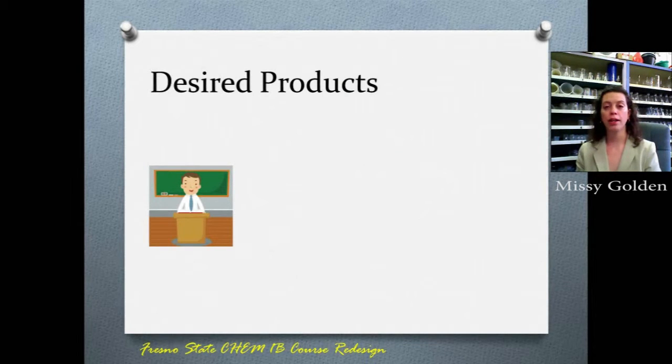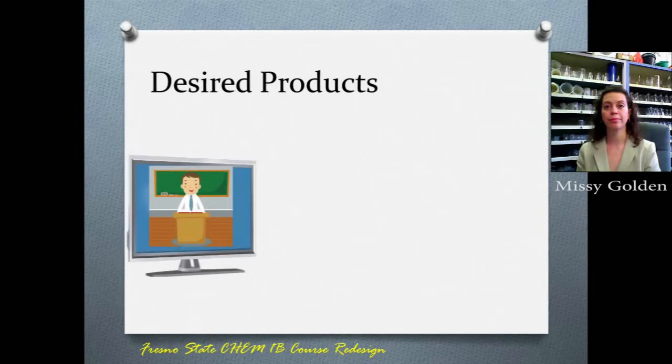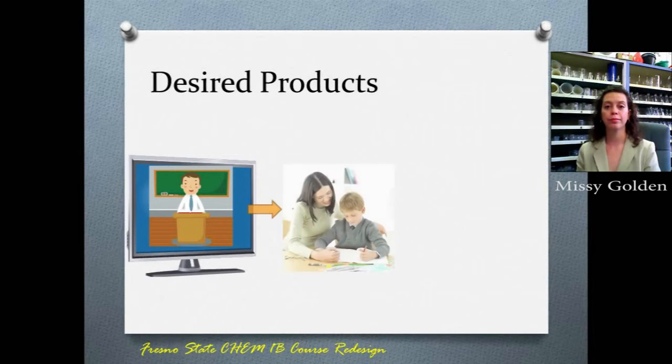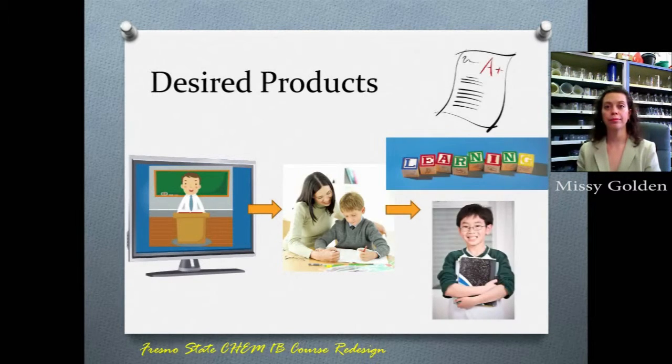Some of the desired products for our course redesign: we want to take the in-class lecture, or a majority of it, and move it outside of class. So we want to make those videos to help introduce topics outside of class and to teach material at an introductory level. By doing that, we hope to give more time in class for more tailored tutoring and more tailored help for the students. And if the students get better attention to what specifically they're struggling with, we're hoping that it leads to more learning, a happier student, and a happier student that's learning more should produce higher grades.